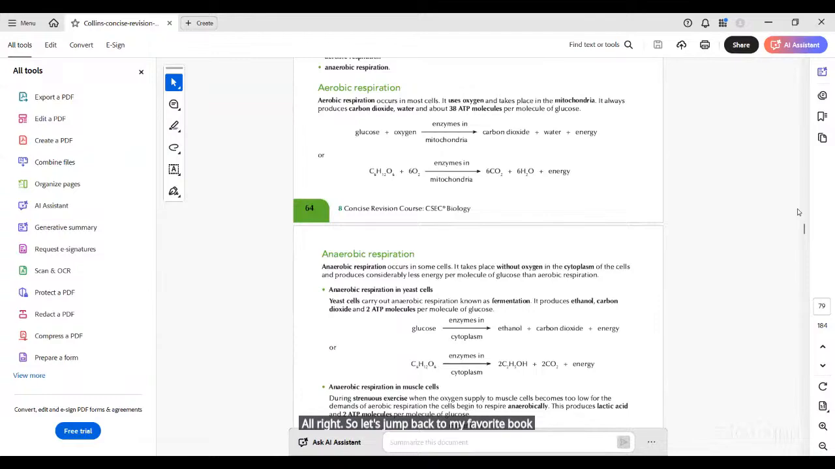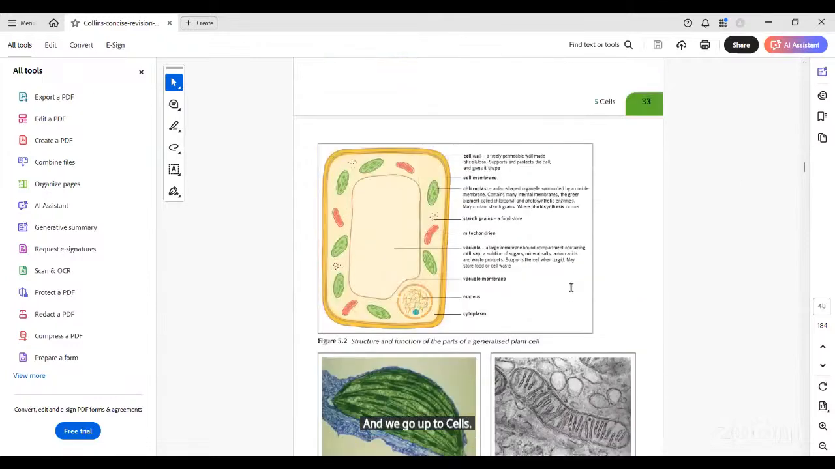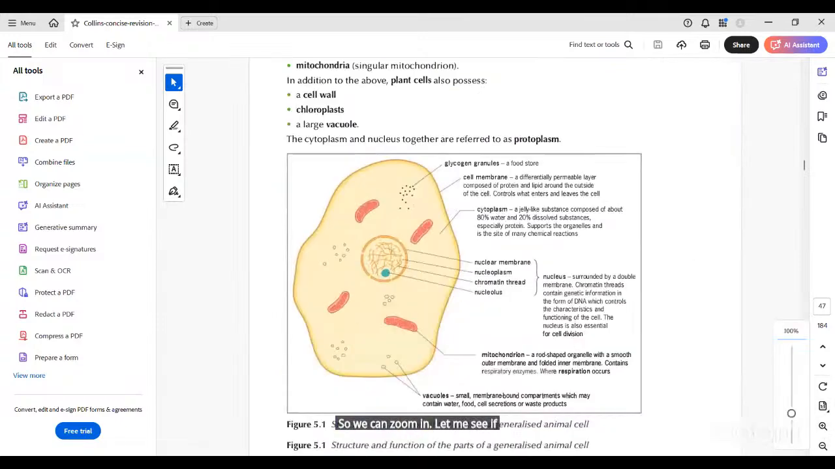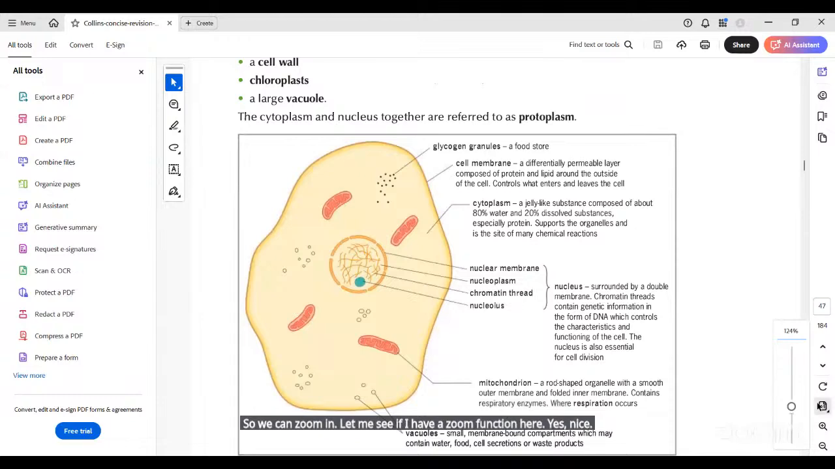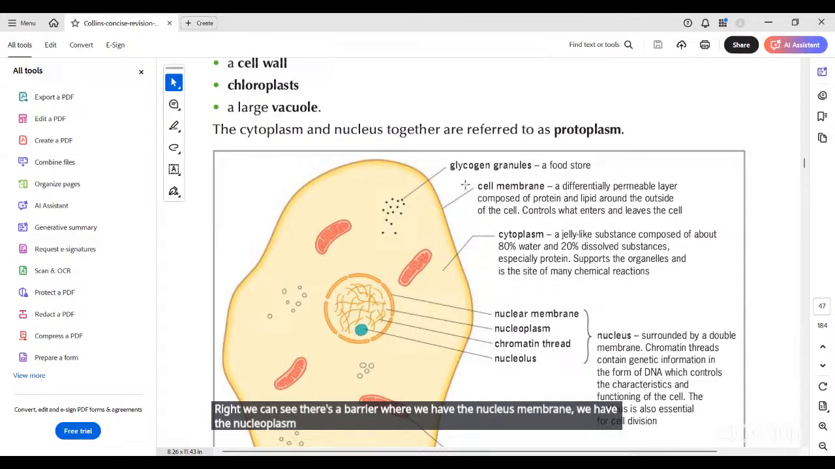All right, so let's jump back to my favorite book. And we go up to cells. So we can zoom in. Let me see if I have a zoom function here. Yes, nice. And let's talk about the nucleus now. It's very important that you can draw the nucleus, right? We can see there's a barrier here where we have the nucleus membrane, we have the nucleoplasm, right? And we know that plasm is really water or any jelly-like substance, right? So that's why you have the cytoplasm.